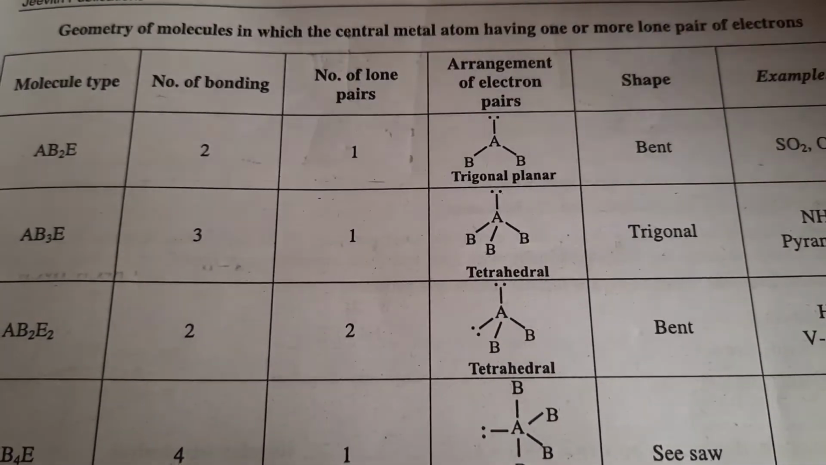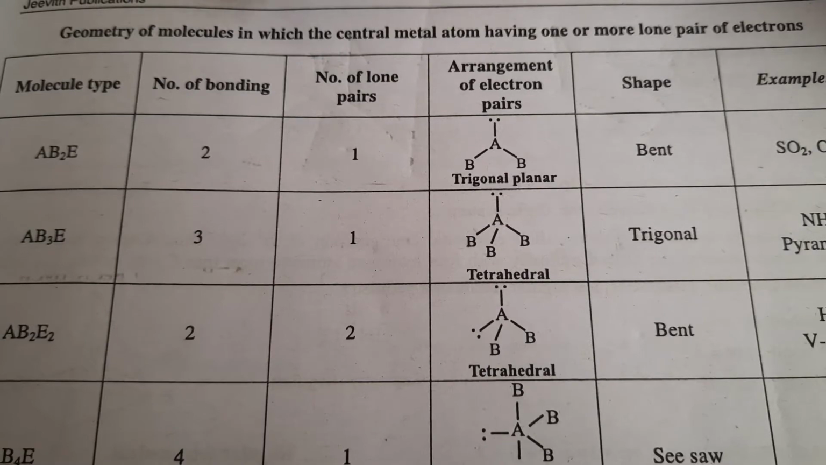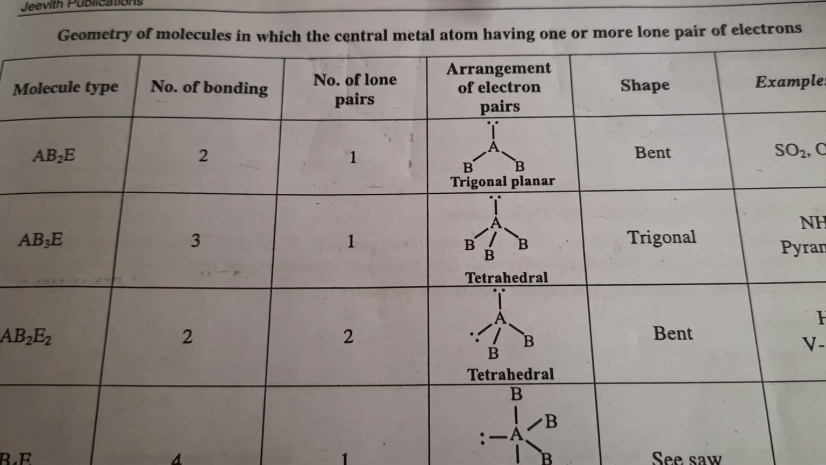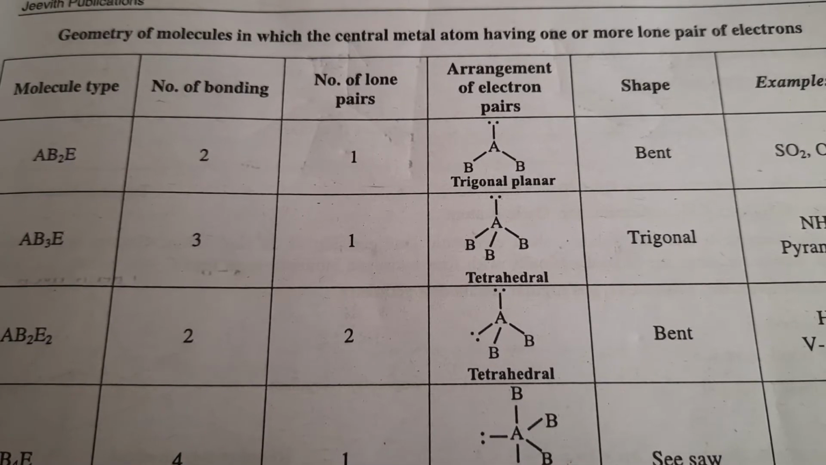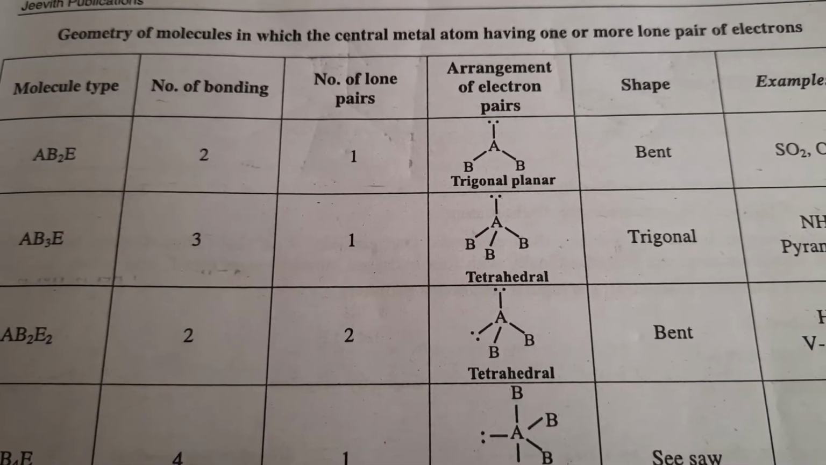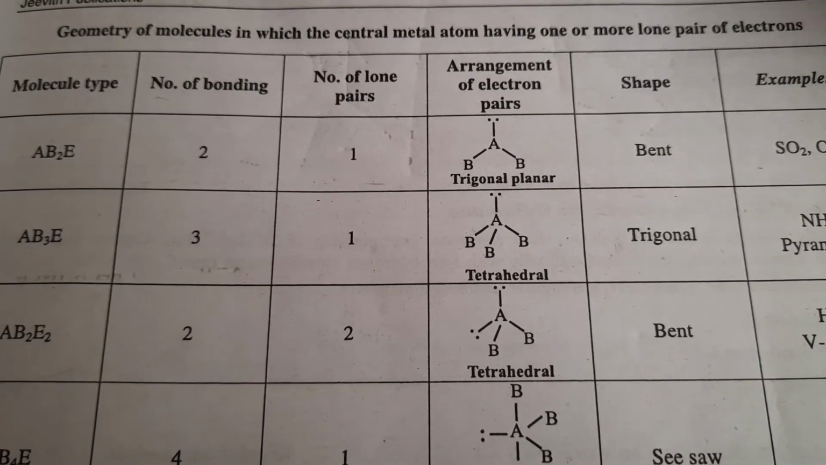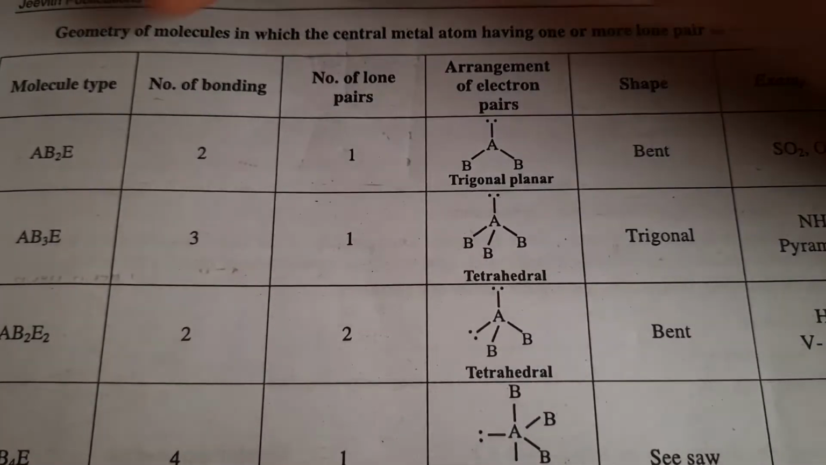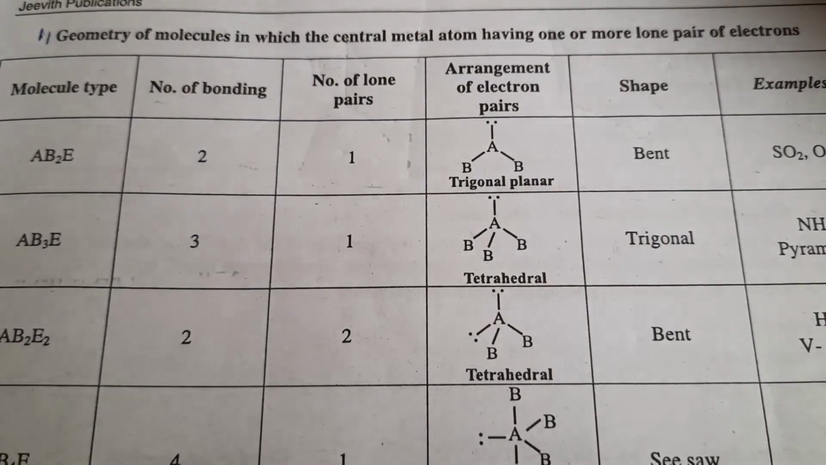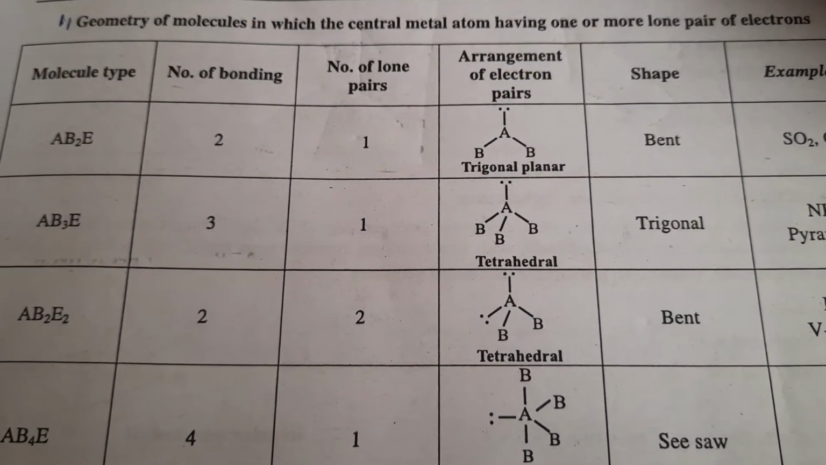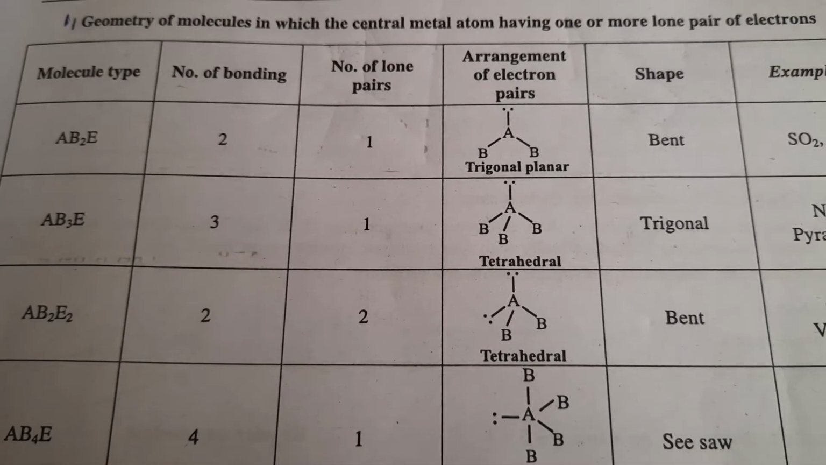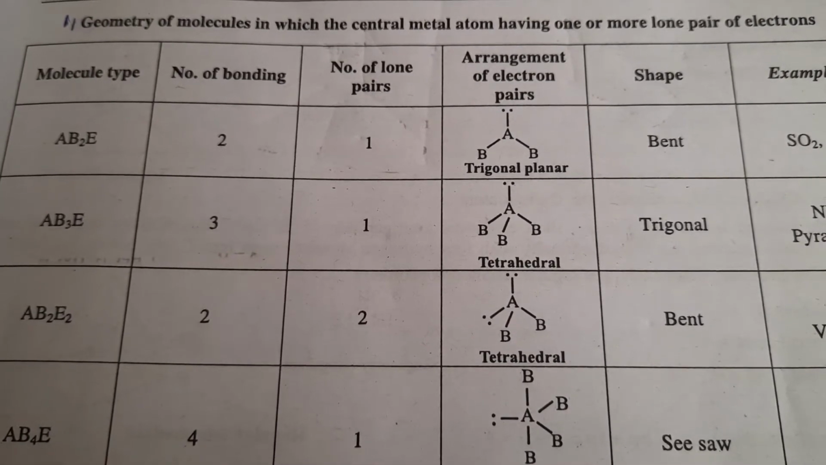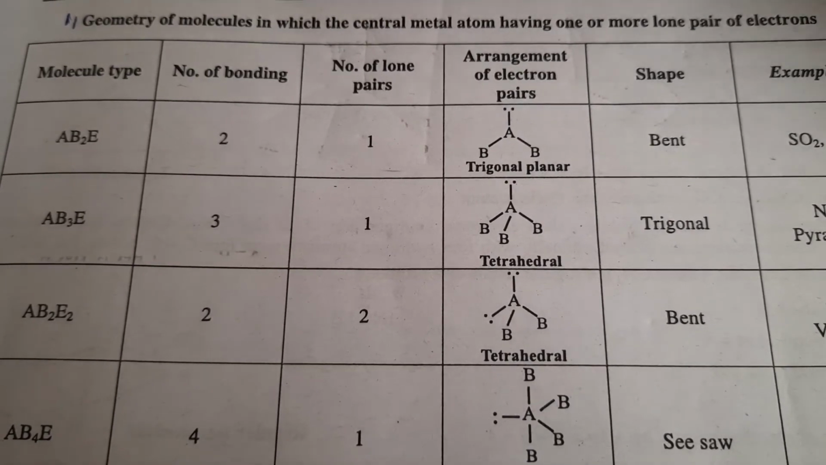Next category is the geometry of molecules in which the central atom has one or more lone pairs of electrons. Initially we considered some examples wherein we do not have a lone pair of electrons on the central atom. In this second category, we don't have any lone pair on the central atom, but the lone pair of electrons may be present at the atom which is joined to the central atom.